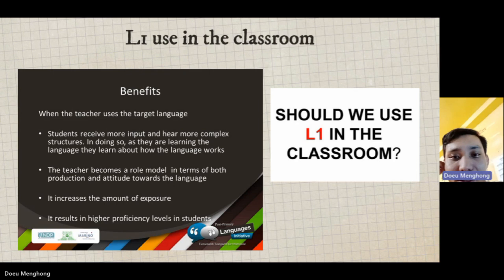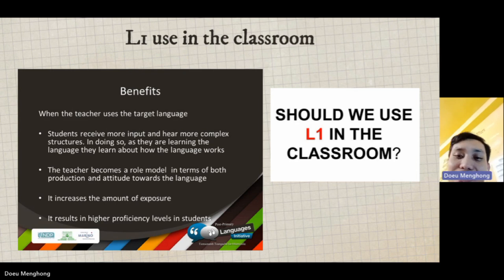the classroom? As we know, some approaches need to use L1. For example, the grammar translation method, a teaching approach that, for translation, basically needs L1 to be involved in the teaching. But in some approaches, for example, the direct method, we need to use only the target language in the classroom. So some teaching approaches use only the target language, but some also need to use L1 in the classroom too.